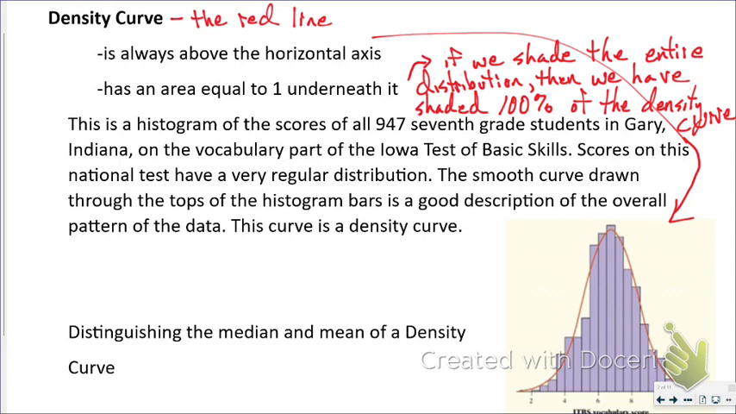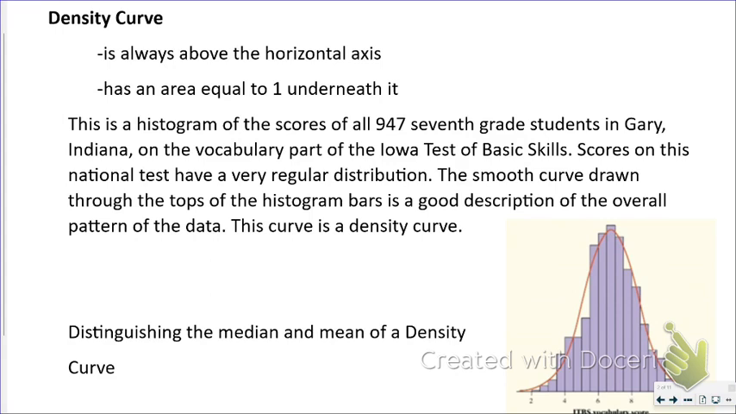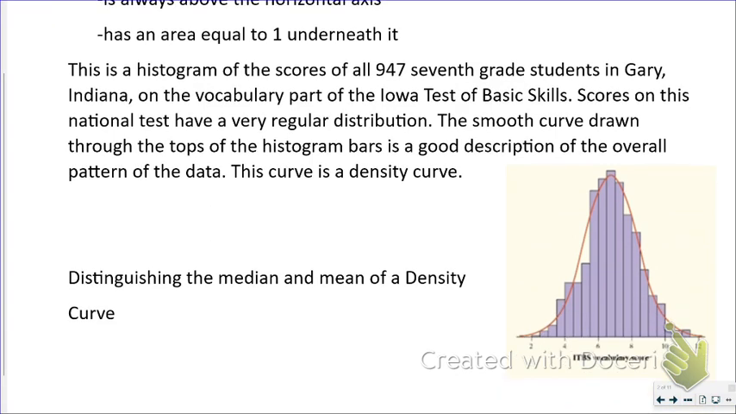So if we look at this problem, it's a histogram of 947 7th grade students in Indiana that for some odd reason took an Iowa test. I think it's because this ITBS test, Iowa test scores, is a commonly used test across different states. And they follow a bell curve. So this curve is called a density curve. We're talking about continuous data, and you can draw the smooth curve over the distribution.